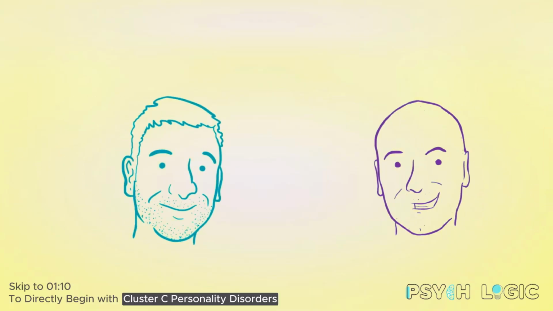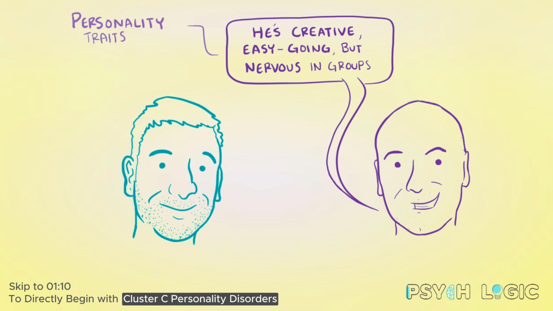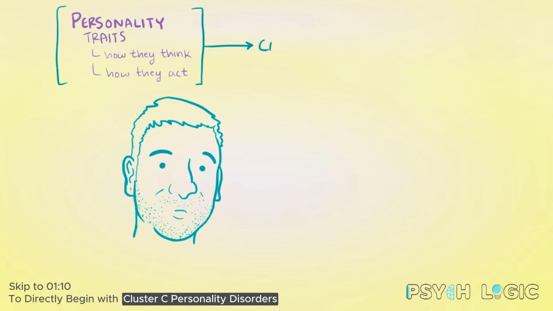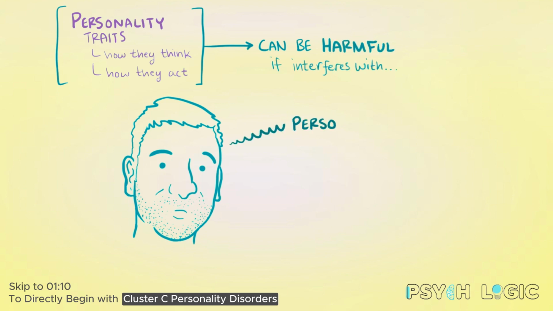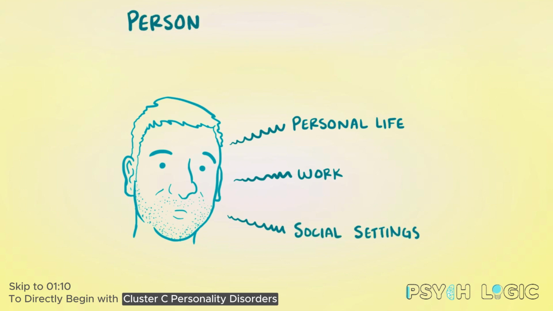If you were asked to describe a friend's personality, you might describe them as generally being a creative type, or easygoing, but nervous in groups. Basically, you're trying to summarize the personal traits that make them who they are, either how they think or how they act. Sometimes these thought patterns or behaviors, which make up a person's personality, can actually be harmful in the sense that they interfere with their day-to-day functioning in their personal life, at work, or in social settings. If this were the case, we would say that the individual has a personality disorder.